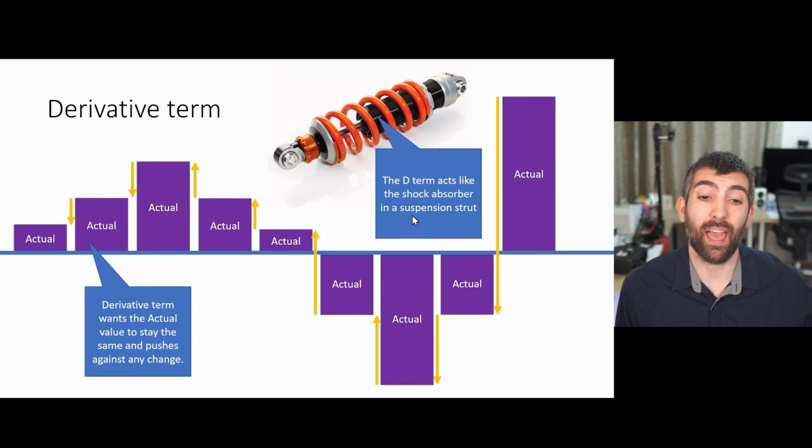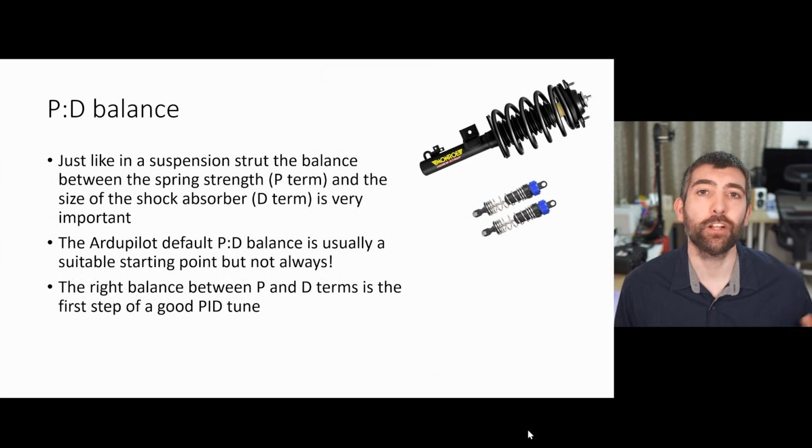The derivative term acts like the shock absorber in a suspension strut. It's always looking to slow down how quickly the quad responds, or the drone responds, to any input, and to keep that actual rate of rotation as low as possible. Just like in the suspension strut for a car or bike, the balance between the spring, the P term, and the shock absorber, the D term, is very, very important.